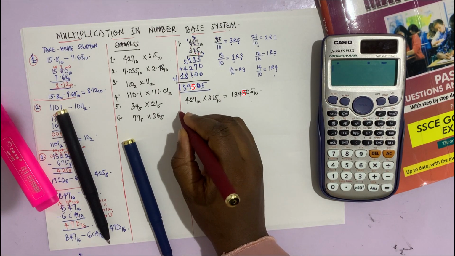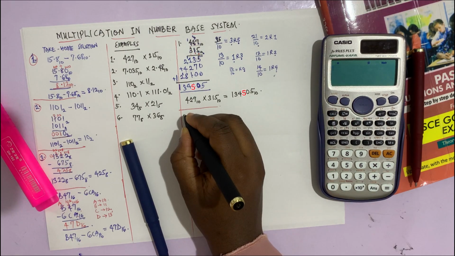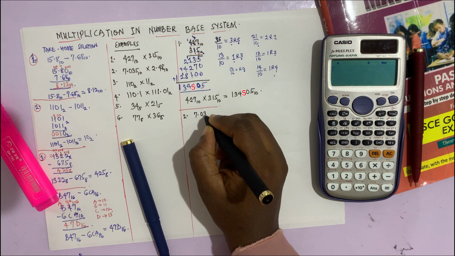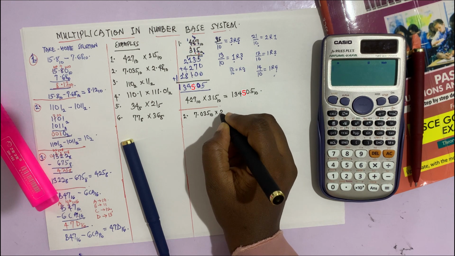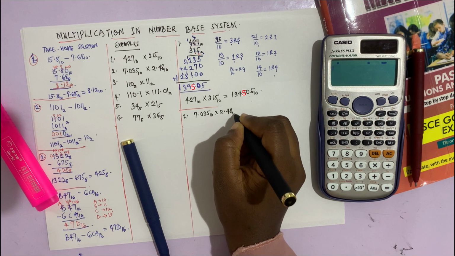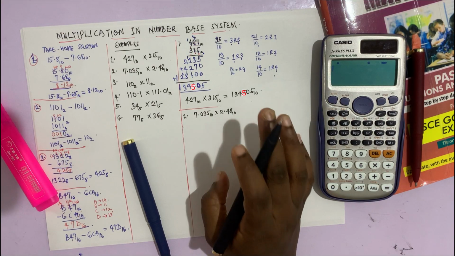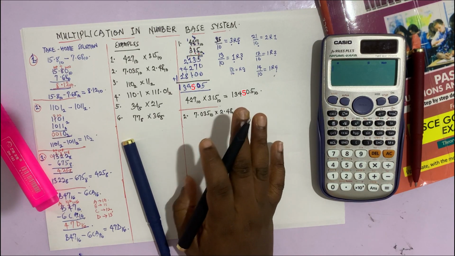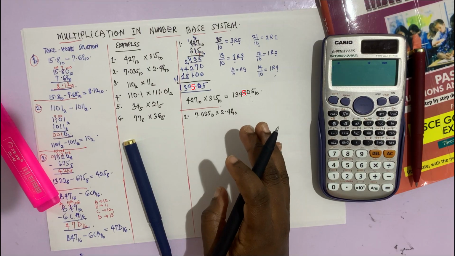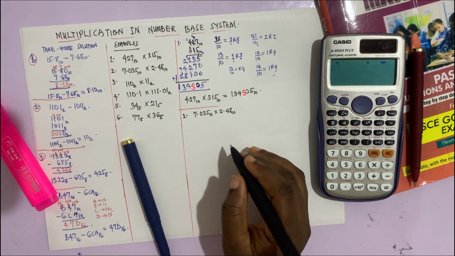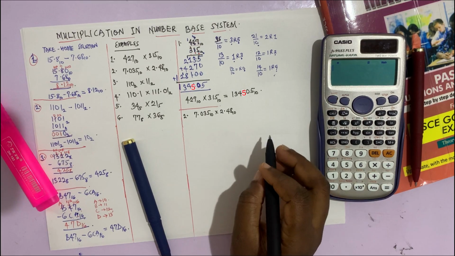So quickly, let's take the second example. Example 2 says 7.035 base 10 times 2.48 base 10. If you are working with decimal numbers, the first thing you want to do is to ignore the decimal and do the multiplication as it is, without the decimal.